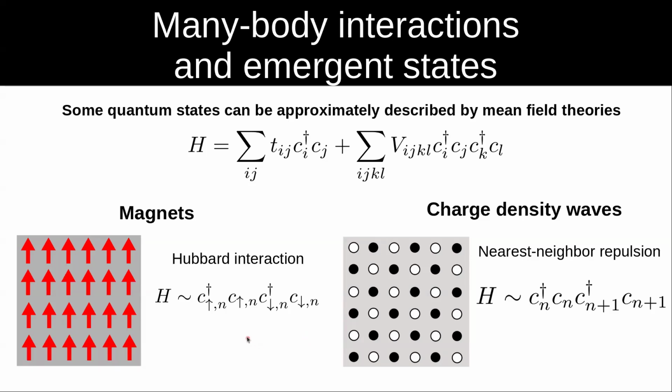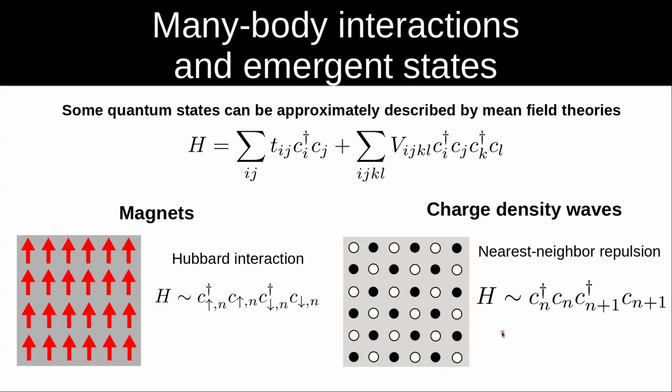And this is, of course, what gives rise to magnetism. So all different types of magnets, including ferromagnets, antiferromagnets, spiral magnets, quantum spin liquids, can be understood from this relatively simple type of Hamiltonian.